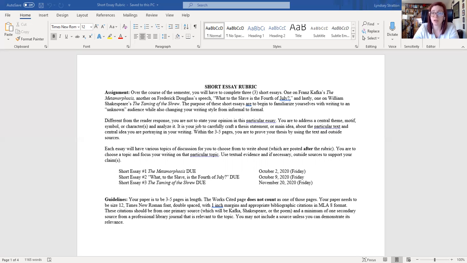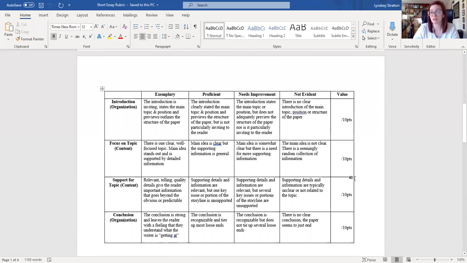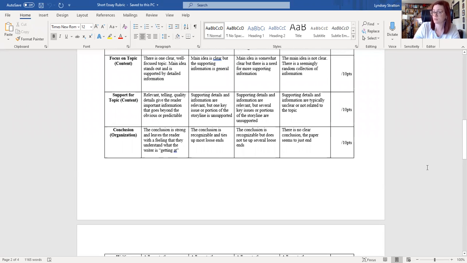Okay, and your works cited page is its own page. It is not at the bottom of your, you know, let's say that your paper ends at the top of page 5. Works cited does not start on that page 5. It would start on page 6. Okay, so that in a nutshell is your short essay. Seems pretty easy, right? I think so.